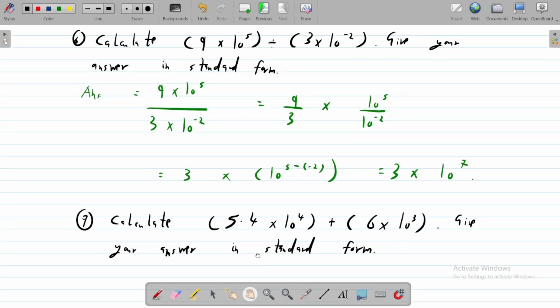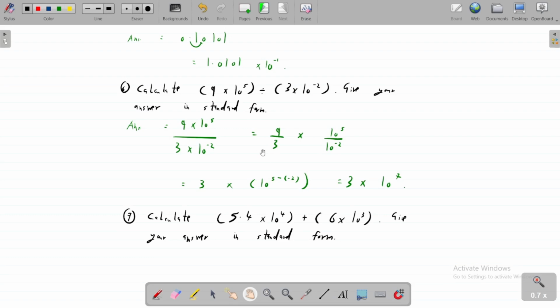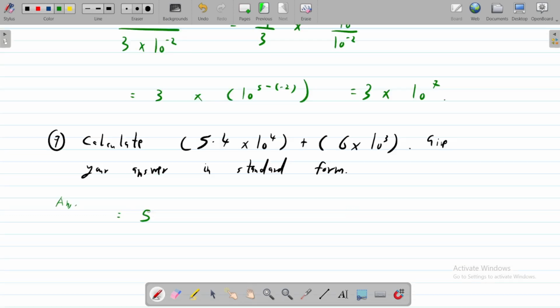Okay, do this one. You have the above one for reference. Then tell me after 5 minutes. And that would be 54,000. Correct. Okay, then what do we get for 6 times 10 power 3?